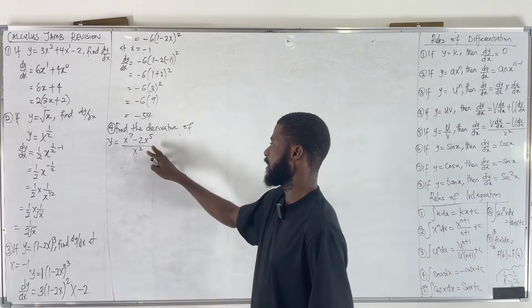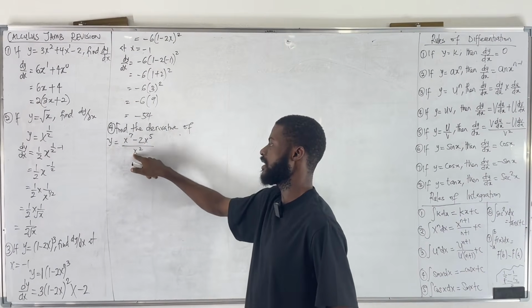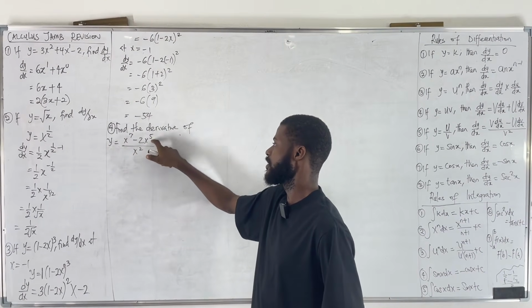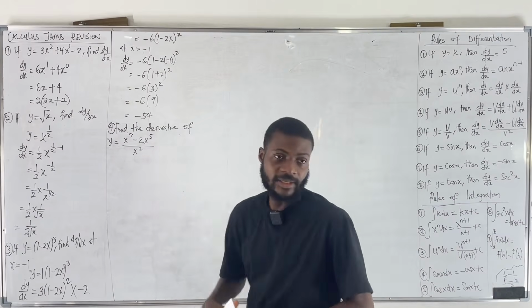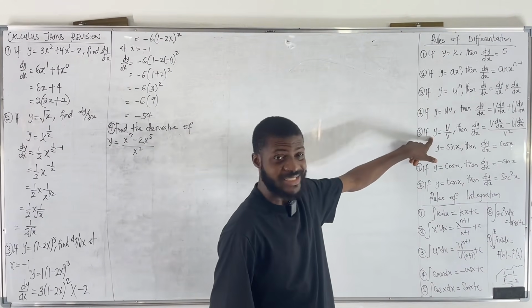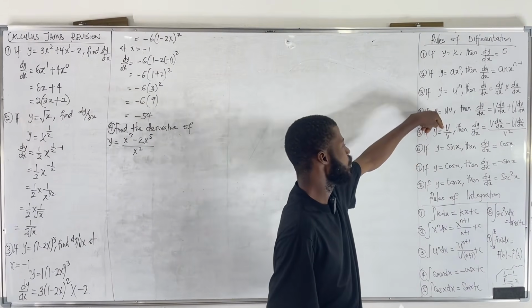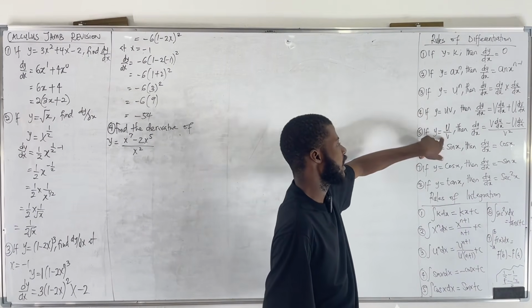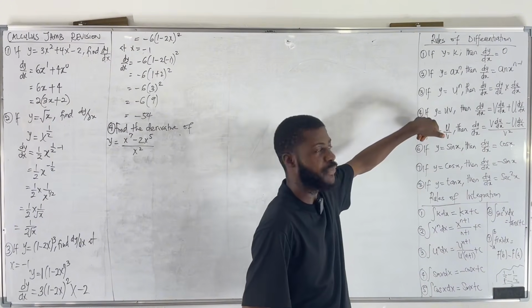Now, in this case, you see that something is being divided by something. Something is being divided by what? By something. So we have u over v. Something is being divided by something. We call this the quotient rule.